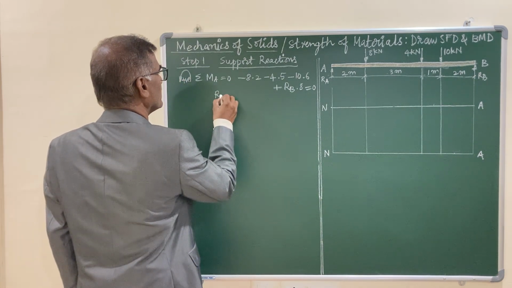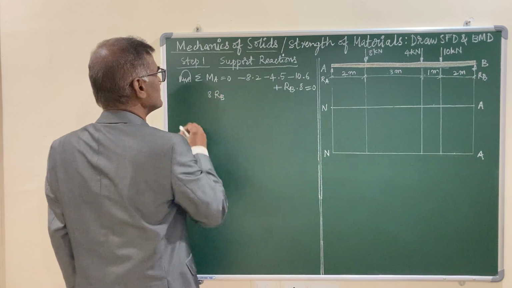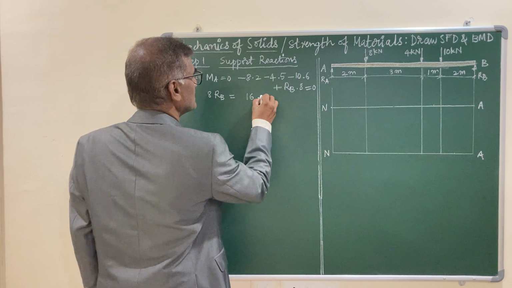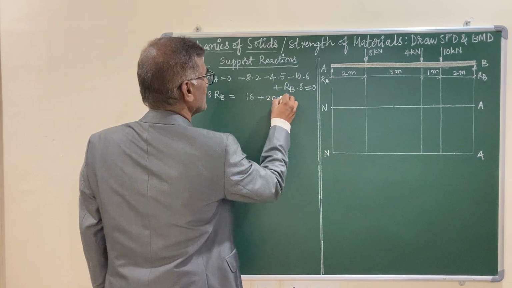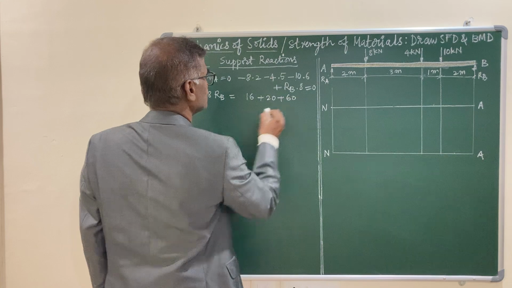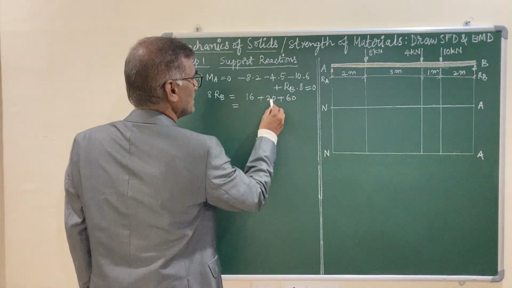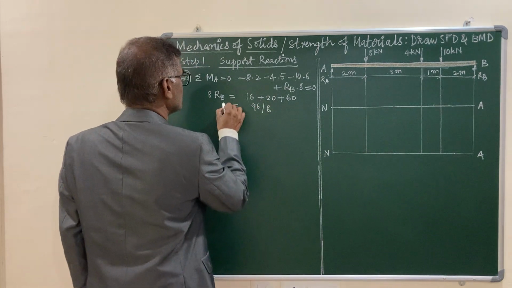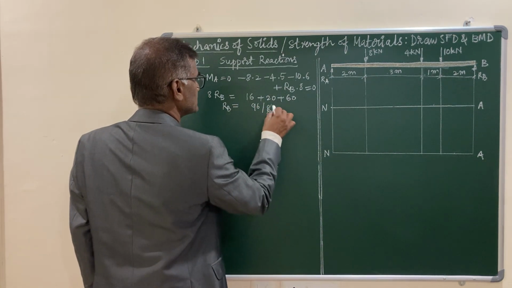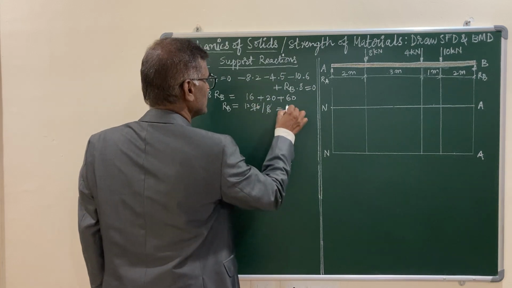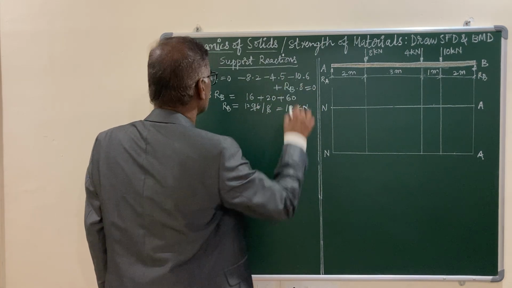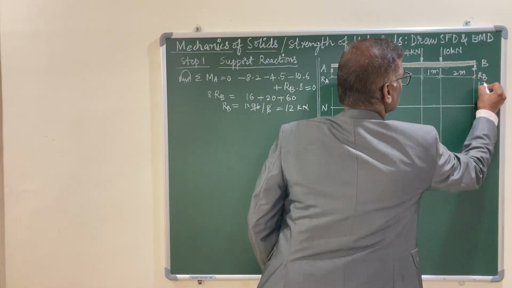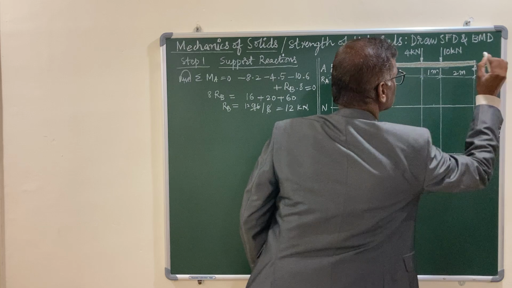So this is the moment equation, and let me rewrite this. I am interested in RB, so 8 RB equals 8 twos are 16, the other side it becomes plus 4 fives are 20 and 10 sixes are 60. So the total becomes 80 plus 96. 96 divided by 8 is your RB, and 8 twelves are 96, so it is 12 kilonewtons. The RB value you have calculated is 12 kilonewtons.